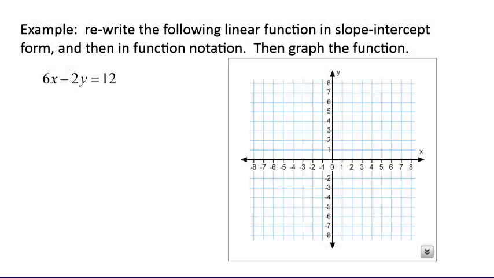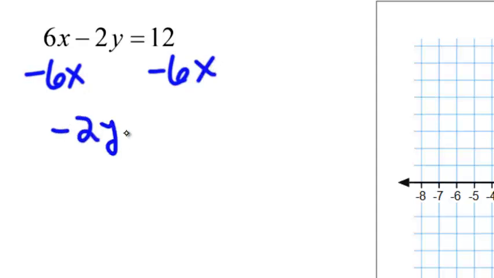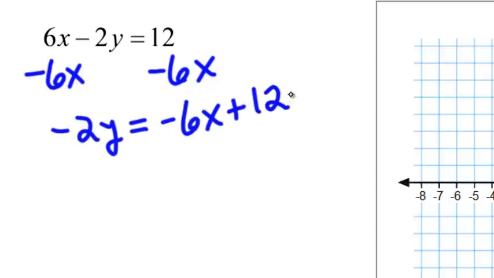All right, so let's rewrite this linear function and put it in slope-intercept form, and then I'll change it to function notation, and then we'll graph it. So to get slope-intercept form, the first thing I want to do is get y by itself. So I'm going to take this 6x term and subtract it from both sides. So I have negative 2y equals, and I want to write the x term first, and then the constant term, because remember, slope-intercept form says it's something times x plus or minus the number.